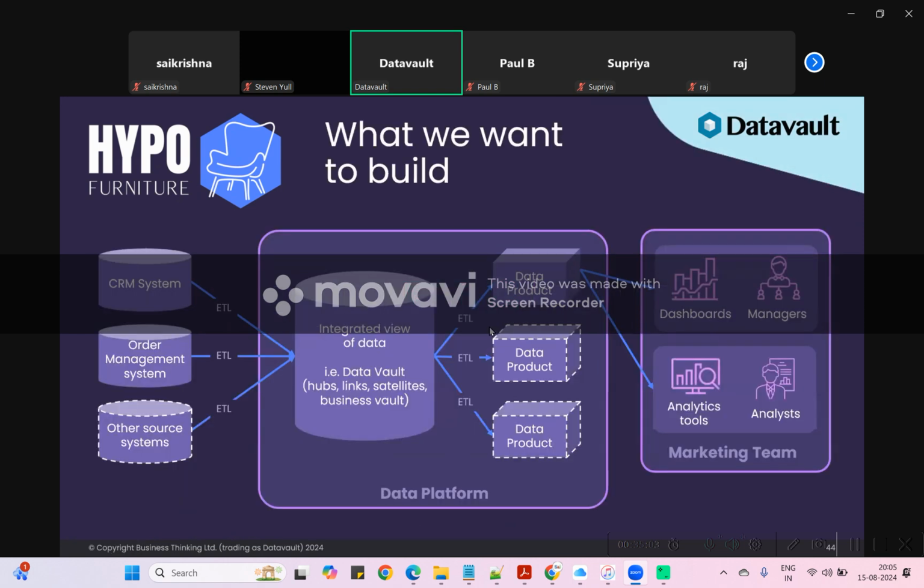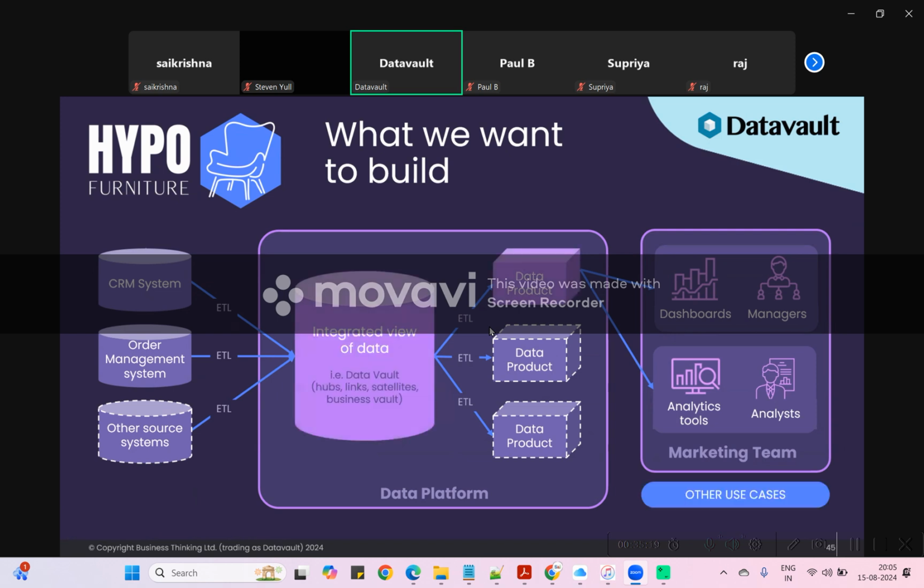And this is what we're going to build out. On the left, you can see our two sources, the CRM and order management systems. And also we have other source systems we will add over time as the warehouse grows. Data Vault itself is there in the middle. This is our integrated view of data. So the Data Vault's there, the hubs, links and satellites are there.